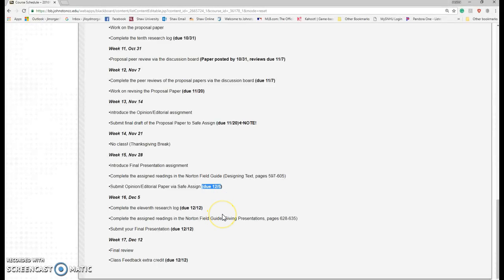So that will give you time to get back. It's not that big of an assignment, but that's something you can absolutely knock out of the park once you get back from Thanksgiving break. Next week there's no class. We are on Thanksgiving break, so you're going to get your proposal paper done before you go, and then you're going to enjoy Thanksgiving. You're going to come back, work on your opinion editorial, and then we're going to introduce the final presentation for this class, which will be the last major assignment.